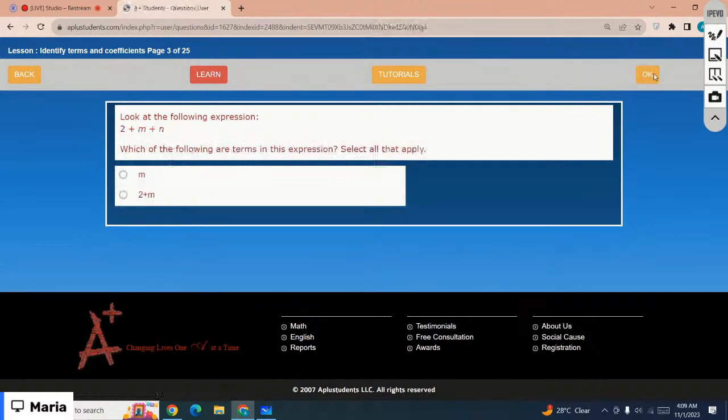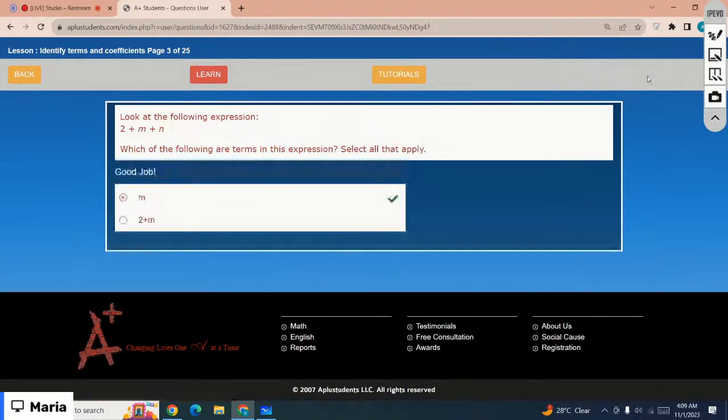The next one is: look at the following expression, 2 plus m plus n. Which of the following are terms in the expression? Which are the terms? M is the term. 2 plus m is not the term. The ones that are written with the addition or subtraction are not the terms. So only m is the term here.